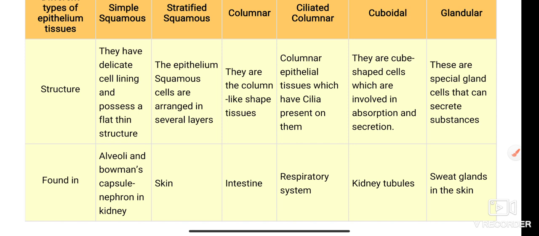Cuboidal cells are cube-shaped and involved in absorption and secretion. Cuboidal cells are in the shape of a cube. They are involved in absorption and secretion of substances. They are found in kidney tubules. Glandular has special gland cells that can secrete substances, like sweat glands in the skin.